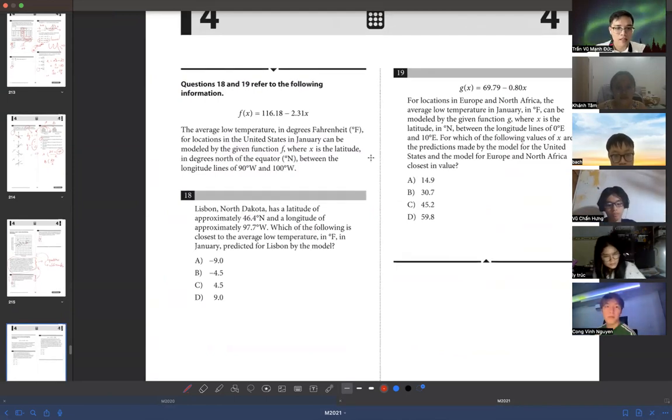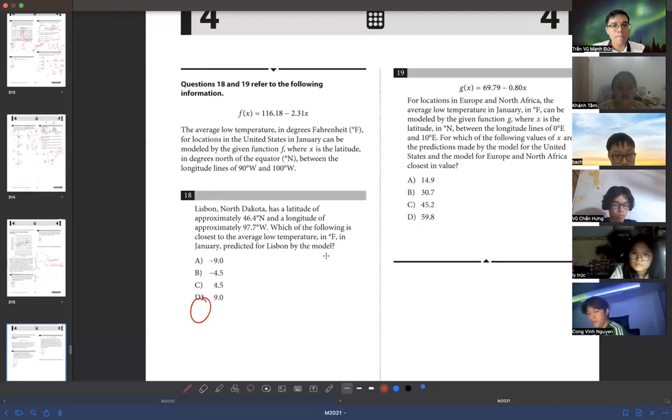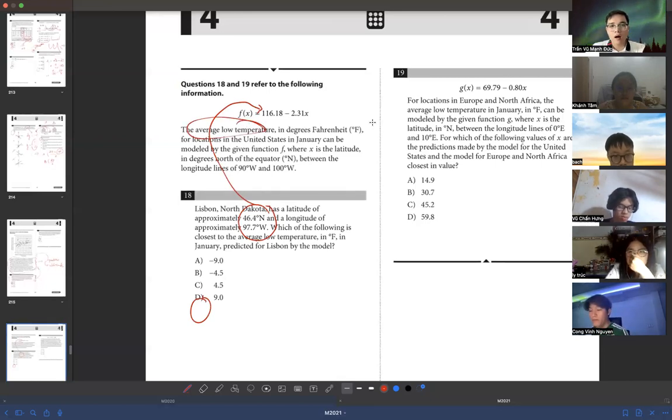18D. Let's see. Lisbon, North Dakota has a latitude and longitude. Which of the following is closest to the average low temperature in January predicted by the model? Yes, this one is kind of complicated to read at first, but in essence, this is just plugging in the values to this equation, finding the average low temperature. Next up, 19. Wait, 18, you chose D. 19B.